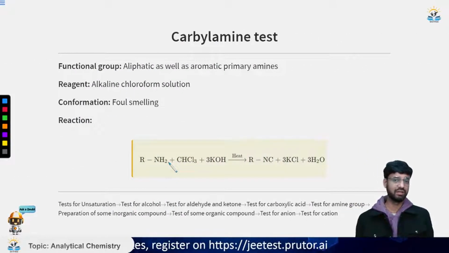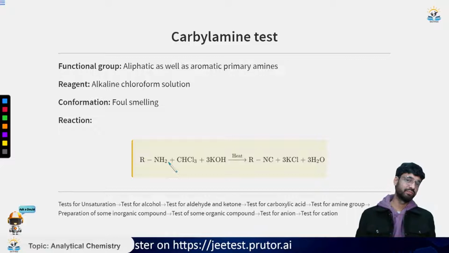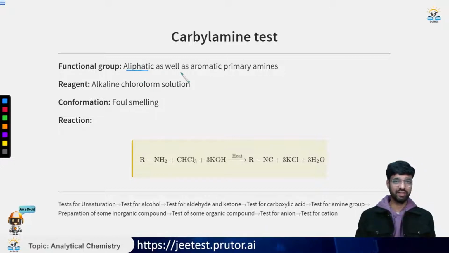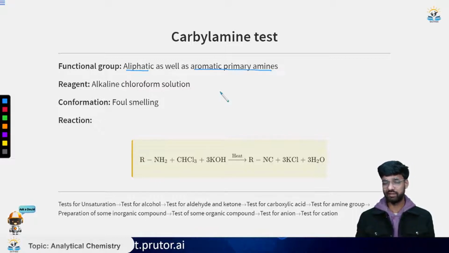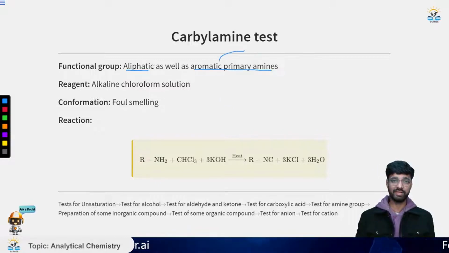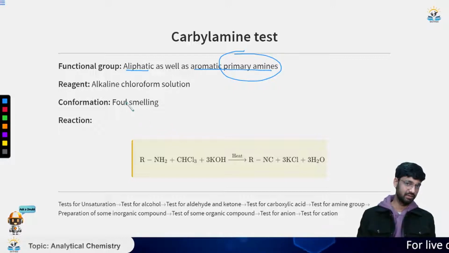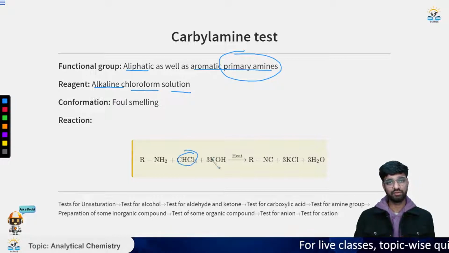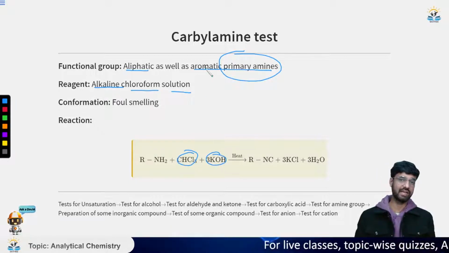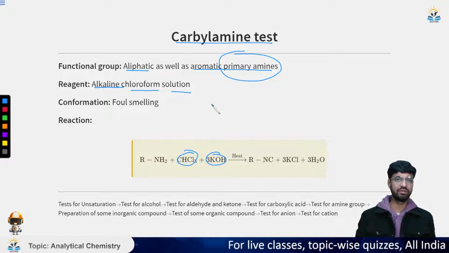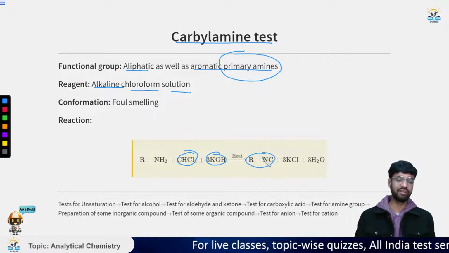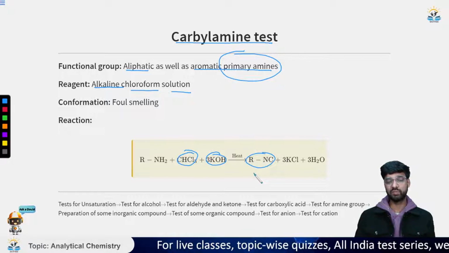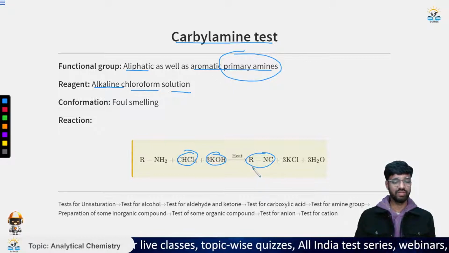The first one is for the amine group, specifically aliphatic or aromatic primary amine. So it can be only aliphatic or aromatic, but it should be primary amine. Then and only then you will get your reaction. What is the reagent? The reagent is alkaline solution of chloroform. This is the chloroform, this is the alkaline, and you know this reaction, this is given in the NCERT also. So we get RNC, which has a foul smell or a rotten egg smell. So we have seen this reaction earlier also.